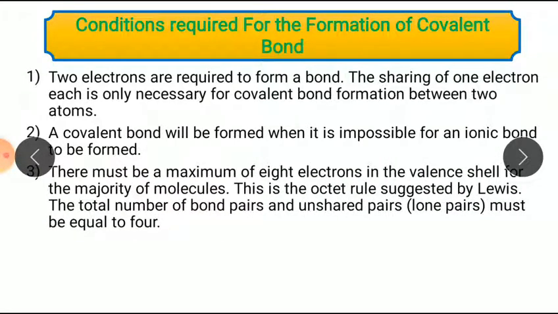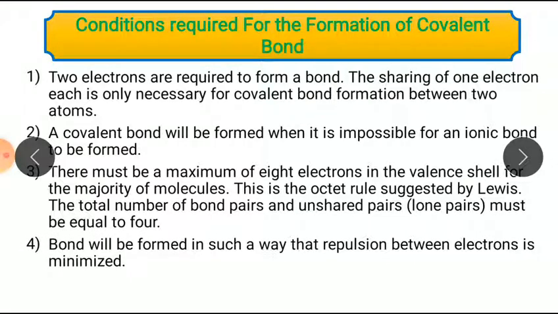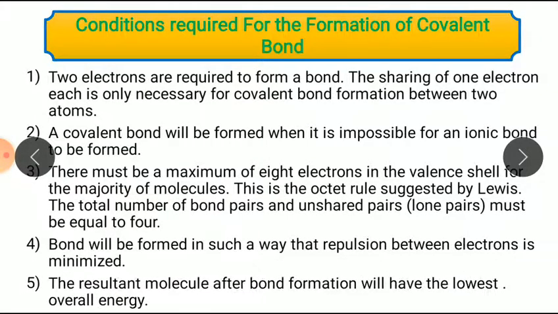There must be a maximum of 8 electrons in the valence shell for the majority of molecules. This is the octet rule suggested by Lewis. The total number of bond pairs and unshared pairs, lone pairs, must be equal to 4. Fourth, the bond will be formed in such a way that repulsion between electrons is minimized. And last one, the resultant molecule after bond formation will have the lowest overall energy. So this is about the conditions while forming the covalent bond.